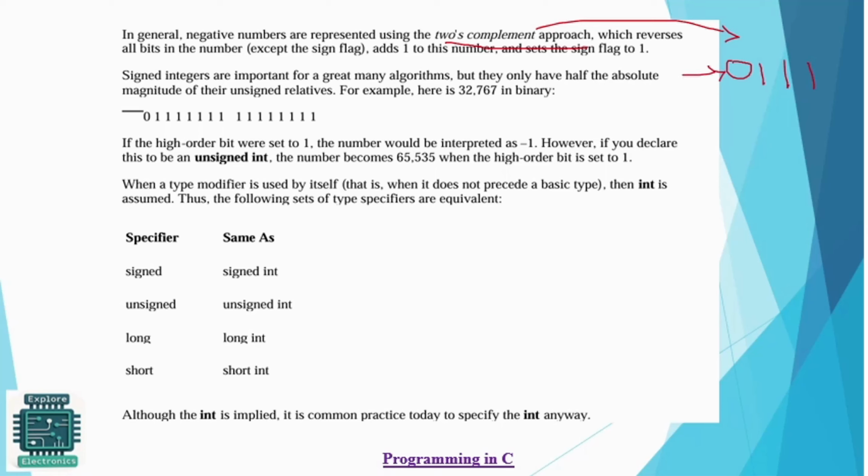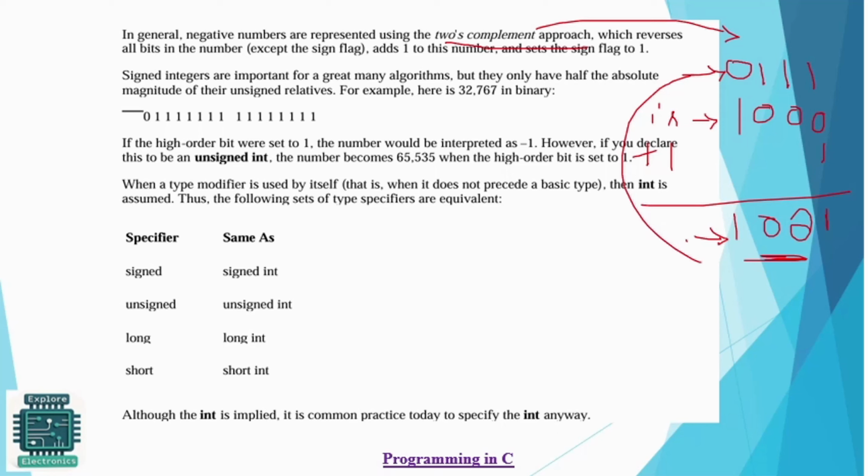Now I'll do one's complement. That is, for 0 I'll write 1, for 1 I'll write 0, and so on: 1000. This is nothing but one's complement. Now how to do two's complement? It is easier, that is, add 1 to this. When I do this, I'll get 1001. This is the two's complement of this number. I think you got it.